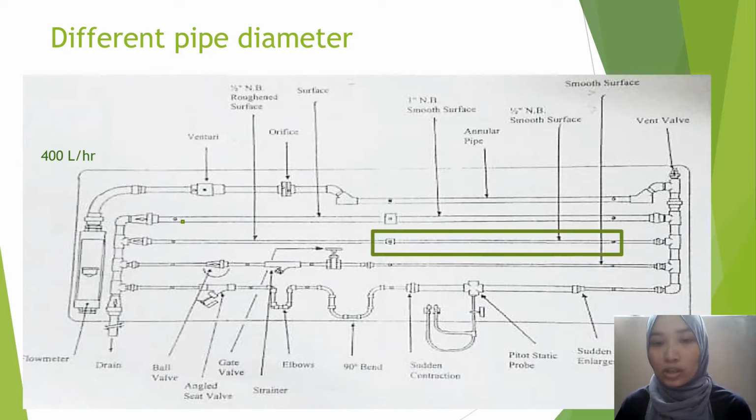Next, we unplug the manometer pipes and connect them to the half-inch smooth surface. Then the difference of manometer readings is recorded. After that, the flow rate is changed, with several readings recorded to determine the difference in friction factor.